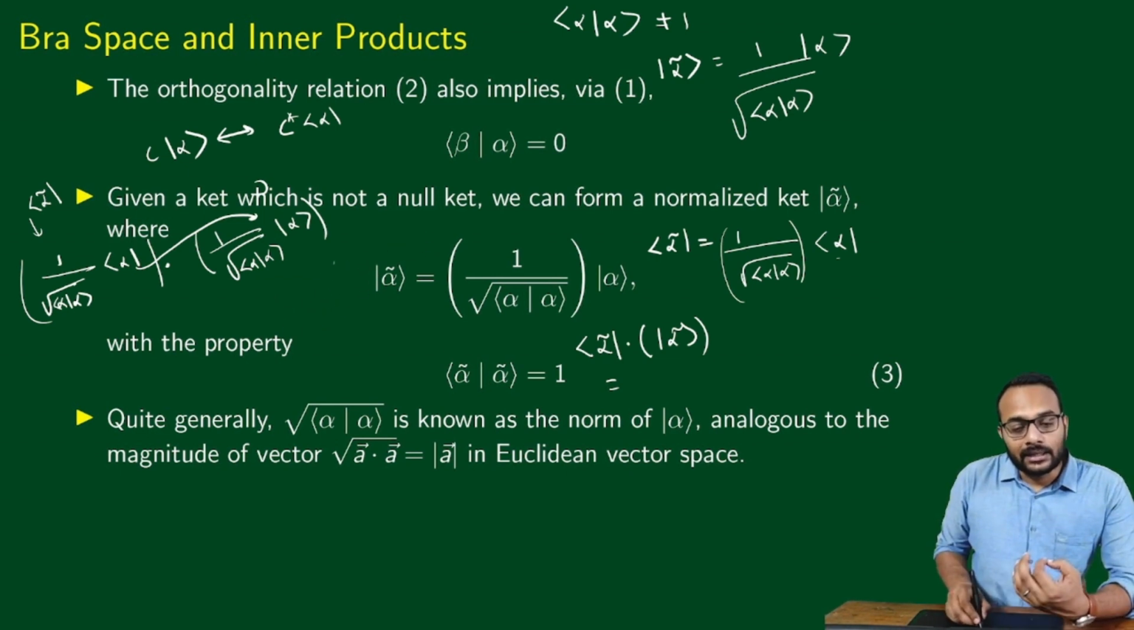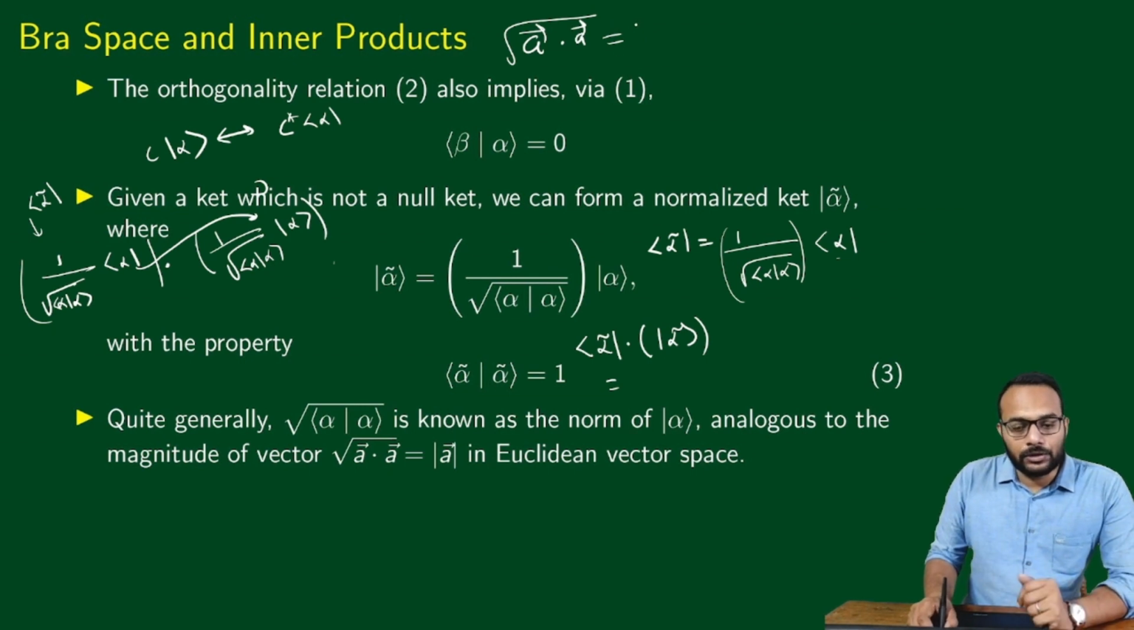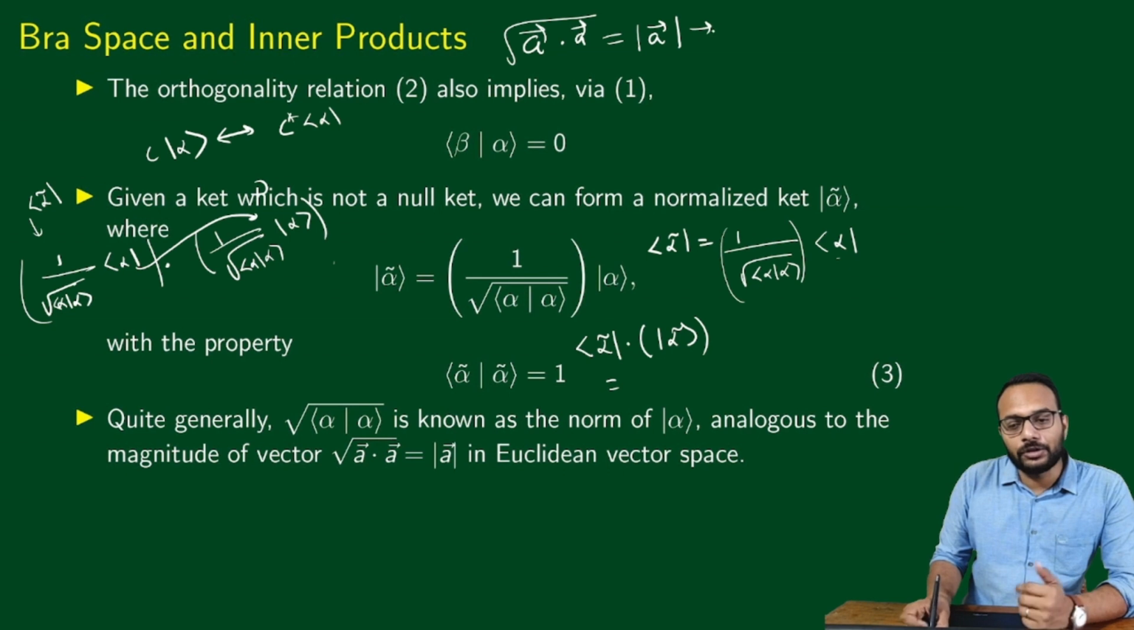So we say that the ket alpha tilde is normalized. Now, quite generally, square root of bracket alpha alpha is known as the norm of ket alpha. This is analogous to the magnitude of a vector. In the case of Euclidean vector space, we have a vector dotted with itself, and the square root of that is the magnitude of the vector, or the length of the vector. We also denote it as the modulus of a vector.